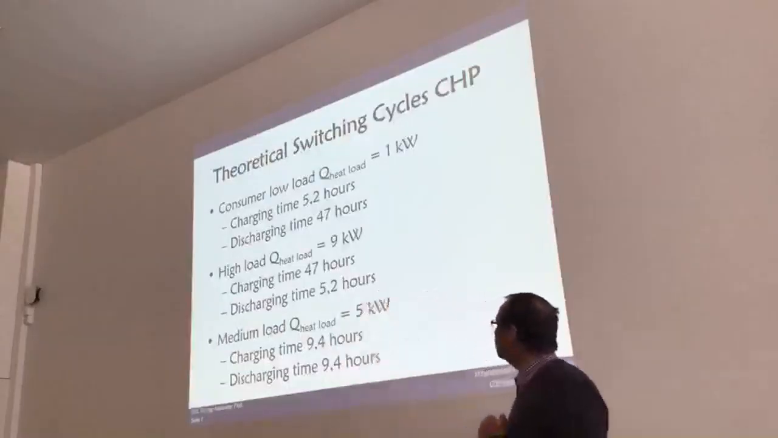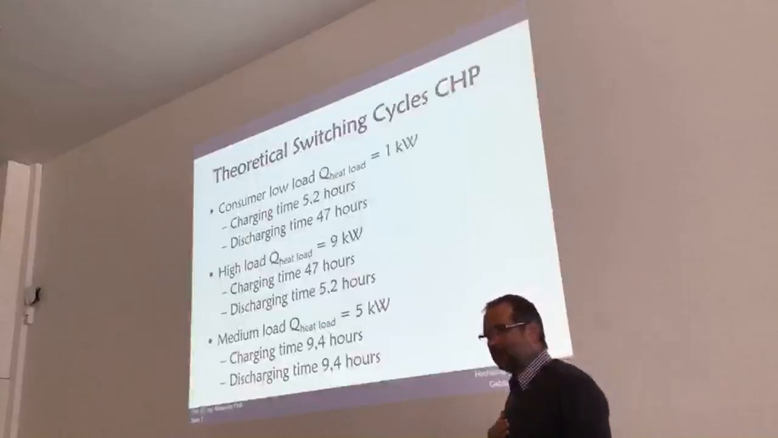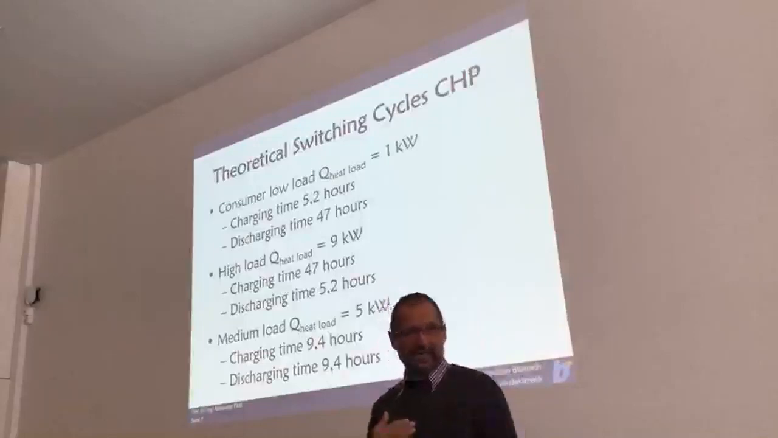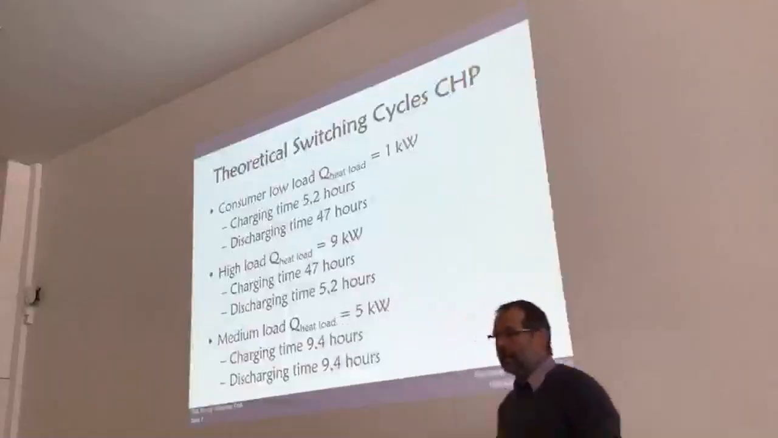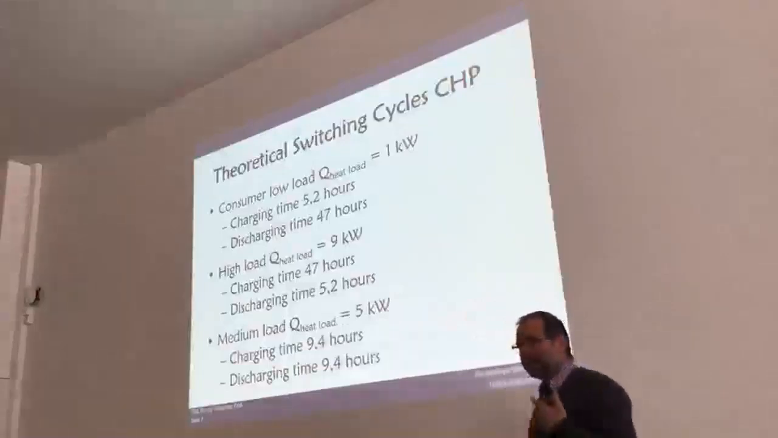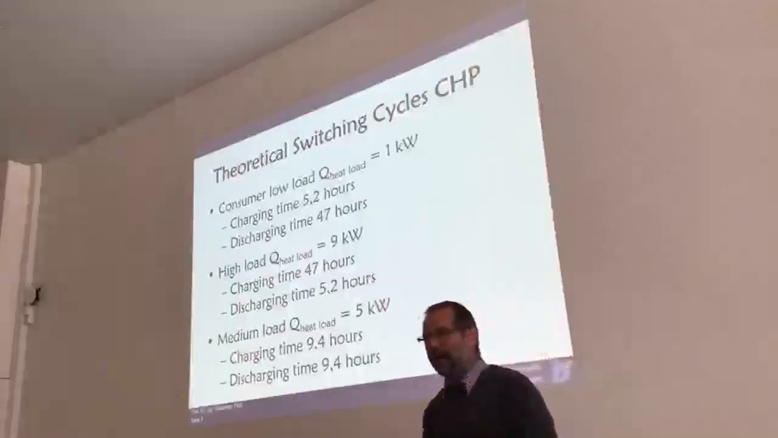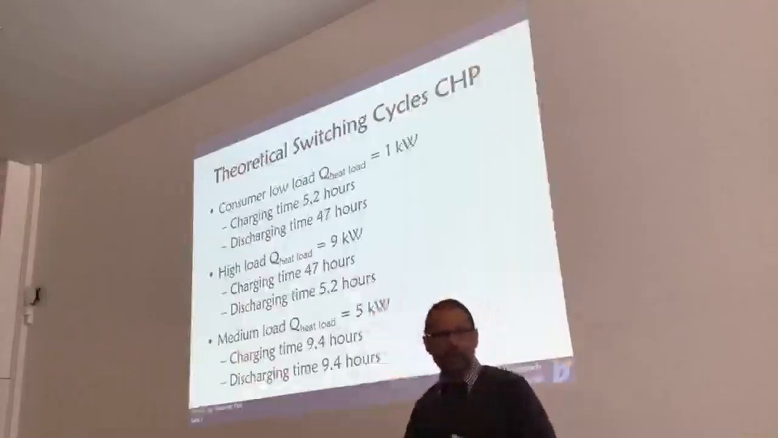Assume first the consumer under low load heat conditions just needs a heating load of 1 kilowatt. Though the heat generator produces 10 kilowatt, just 1 kilowatt is used, so the remaining 9 kilowatt is used to charge the storage tank. To charge a storage tank with a capacity of 47 kilowatt hours with a power of 9 kilowatt takes a time of 5.2 hours.